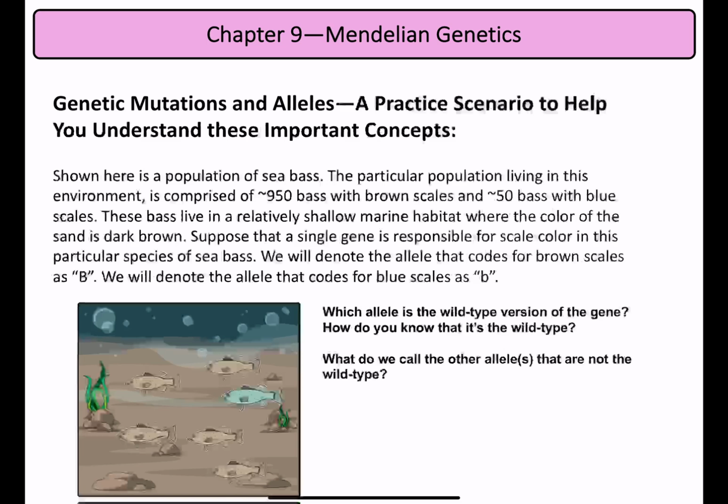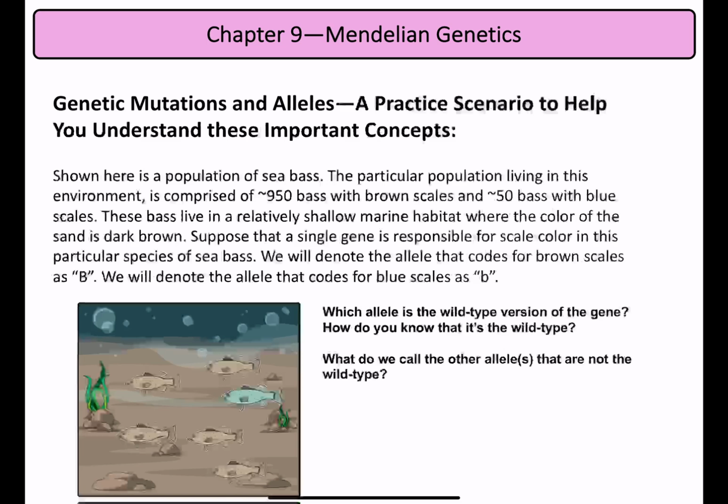So my first example is embedded into my PowerPoint slides, and I just made up a situation here. It says, shown here is a population of sea bass. This particular population living in this environment is comprised of around 950 bass with brown scales and around 50 fish with blue scales. They specifically live in a relatively shallow marine environment where the background color of the sand is dark brown. So you might see that might be a good thing, to camouflage with the sand in terms of survival, right?